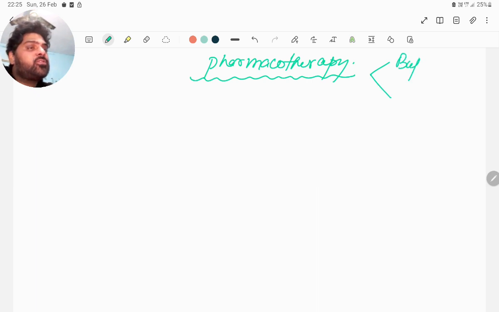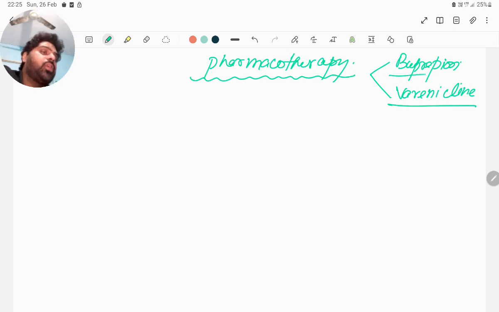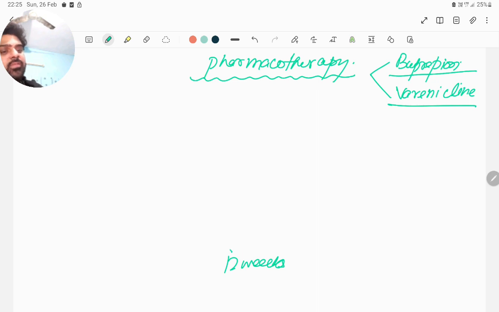One is bupropion and the other is varenicline. So what happens is you have to divide your treatment into 12 weeks. These 12 weeks will be further divided into 4, 4 and 4 weeks.